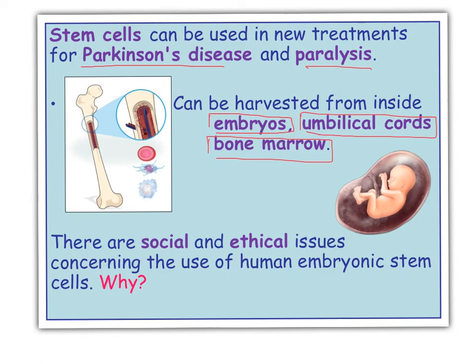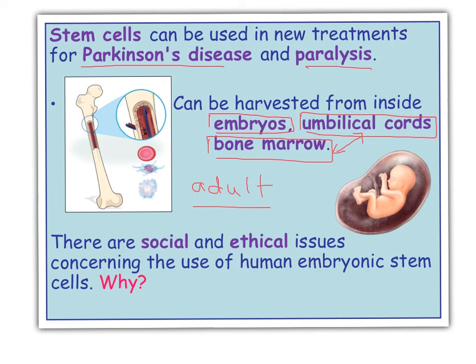Now, we can also take stem cells from umbilical cords or bone marrow. These are what we call adult stem cells. They're not as good as embryonic stem cells because they can only differentiate into a few types of cells. So, for example, stem cells removed from the bone marrow can only develop into different types of blood cells, so white blood cells, red blood cells, etc.